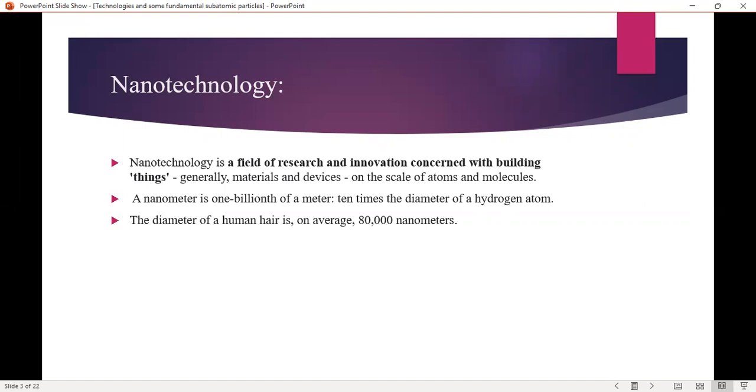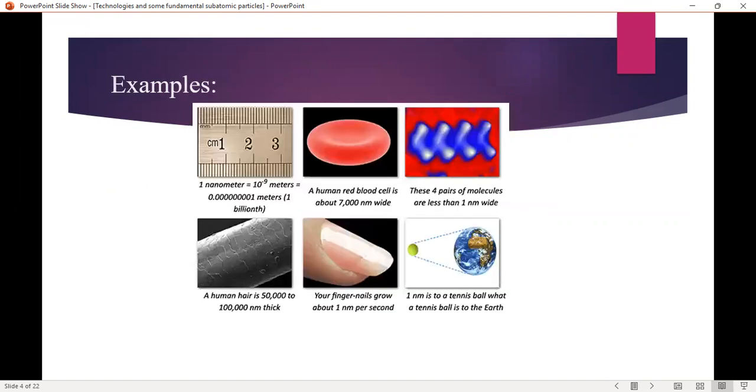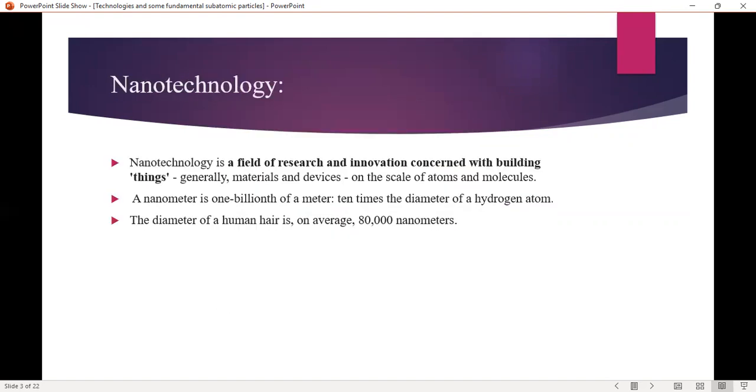nanotechnology. Actually, a nanometer is 1 billionth of a meter. You can imagine a hydrogen atom; a nanometer is 10 times smaller than the diameter of a hydrogen atom. As you know, a hydrogen atom is very small, but a nanometer is 10 times smaller than the hydrogen atom diameter. Look at the diameter of a human hair. One human hair contains around 80,000 nanometers on average.